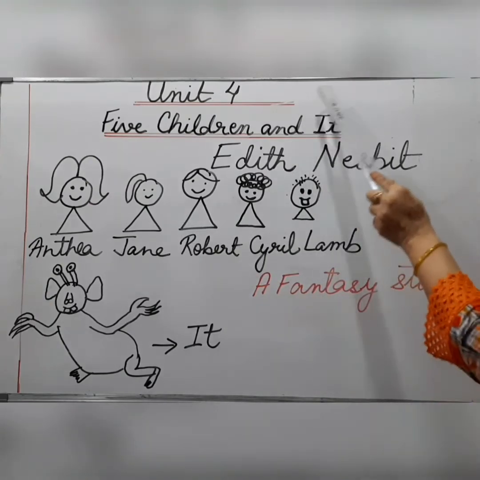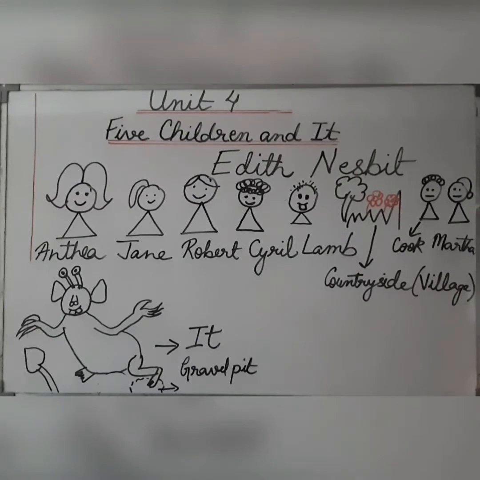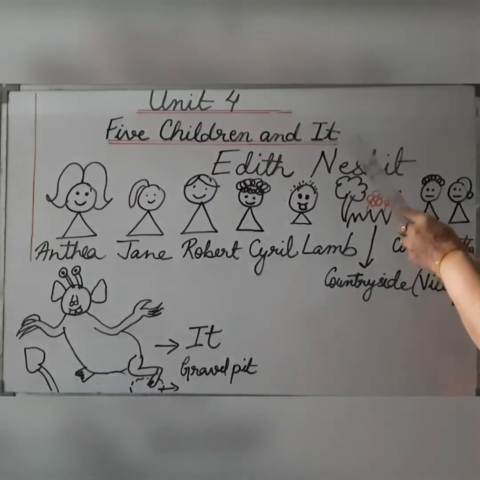And what do you understand by It? What is it? It here is this creature which Edith Nesbit has taken. This is a fantasy story. So this creature, you can see in the story, it is not real. As I am telling you, this is a fantasy story. Now I will tell you the story. So children, let's begin.